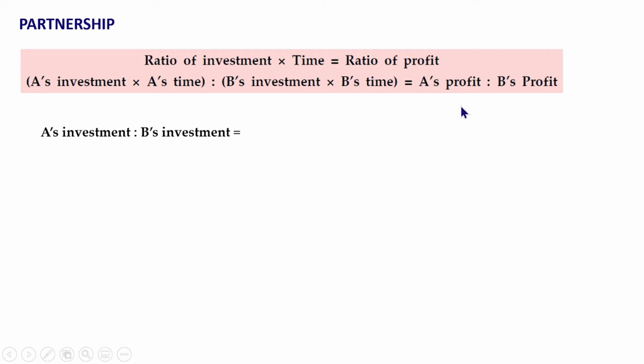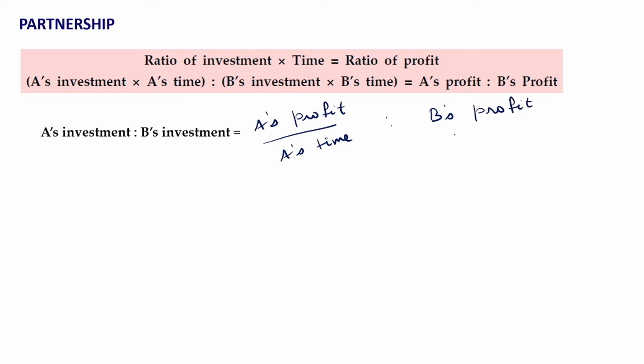Now when the profit ratio of A and B and the time is given, then we can find A's investment is to B's investment as A's profit upon A's time is to B's profit upon B's time. So this is how we can find the ratio of the investments when the ratio of profit and their time period of investment is given.